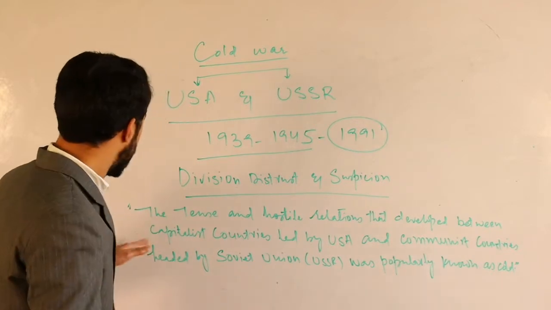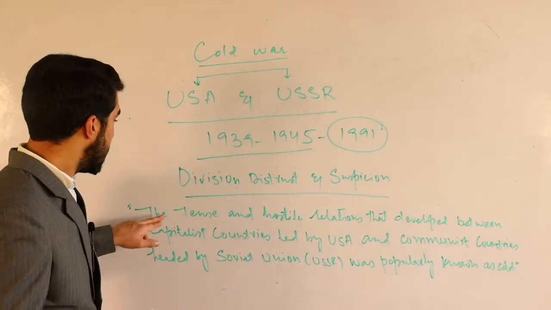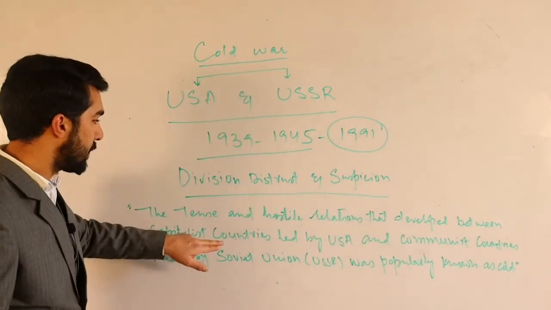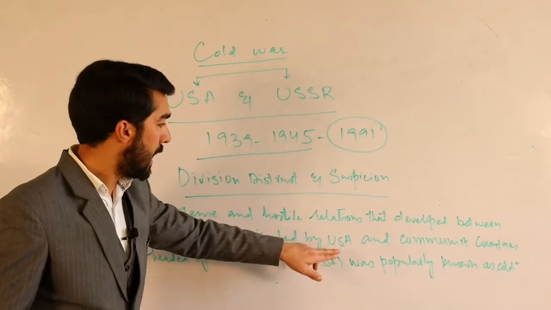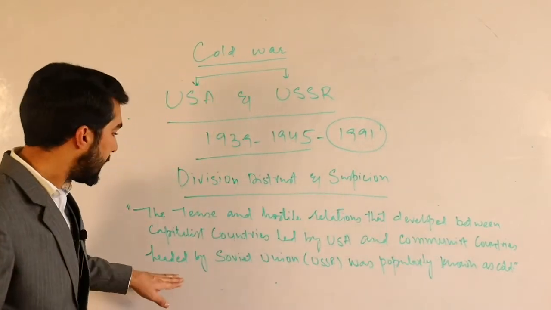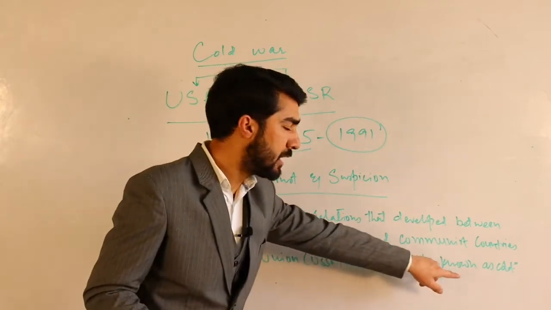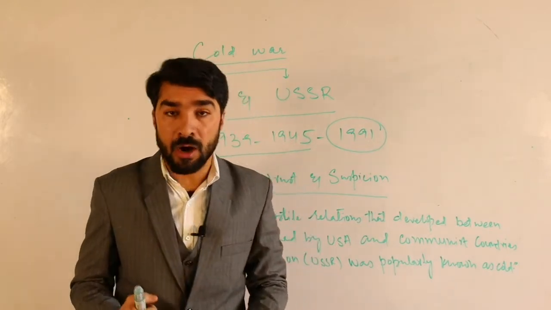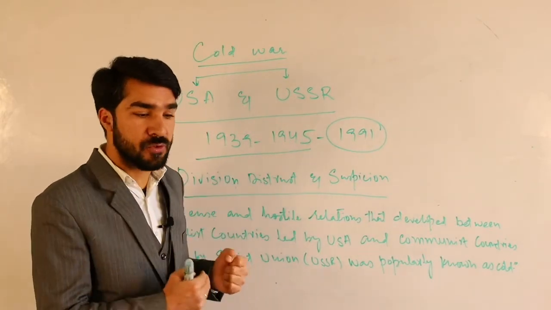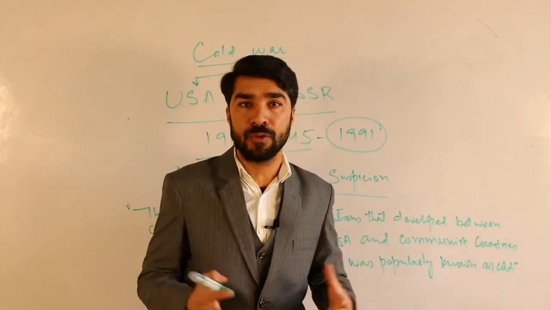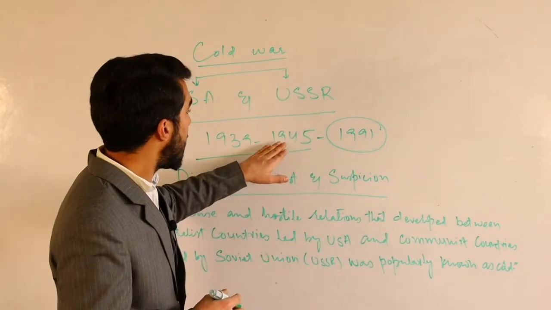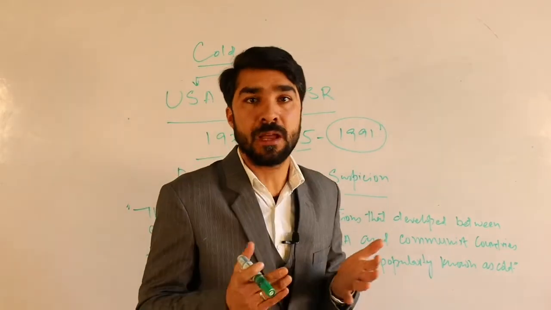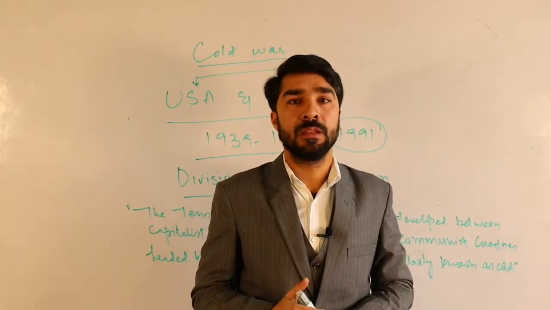In other words, Cold War may be regarded as the tense and hostile relations that developed between the capitalist countries led by USA and communist countries headed by the Soviet Union, popularly known as Cold War. It was not an actual war, and actually a hot war never came into being between these two countries, even though a number of wars were fought between 1945 and 1991, and both the superpowers were somehow indirectly a part of these wars.